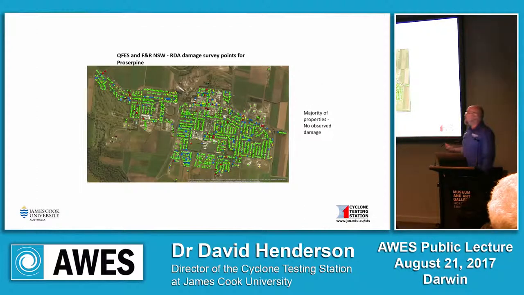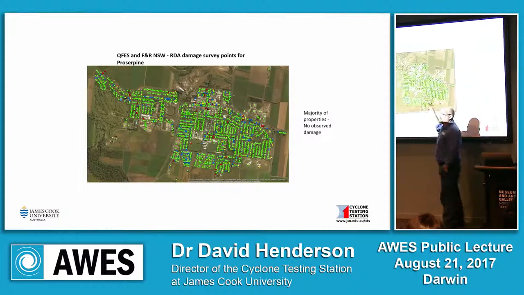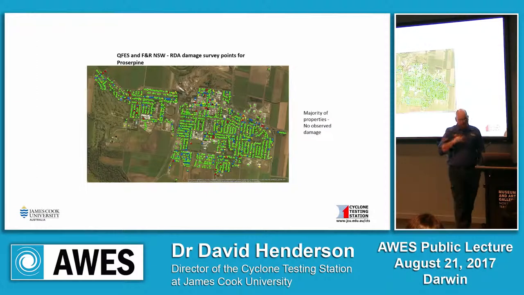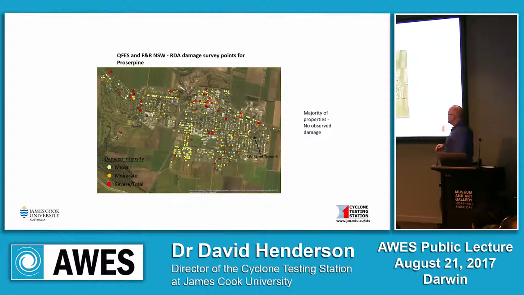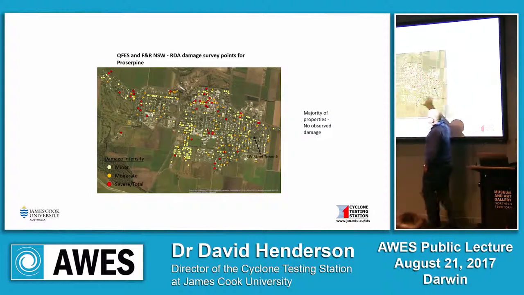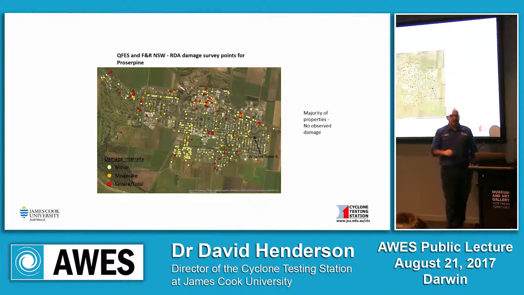So you get in and do the damage surveys. We work with Queensland Fire and Emergency Services on the rapid damage assessment. And this is Proserpine, about 15 to 20 kilometres inland. All the green is basically showing no observable damage from the street. If we pull away all the green and see what sits underneath it, we've got a lot of houses that have minor damage through to several that have severe damage.